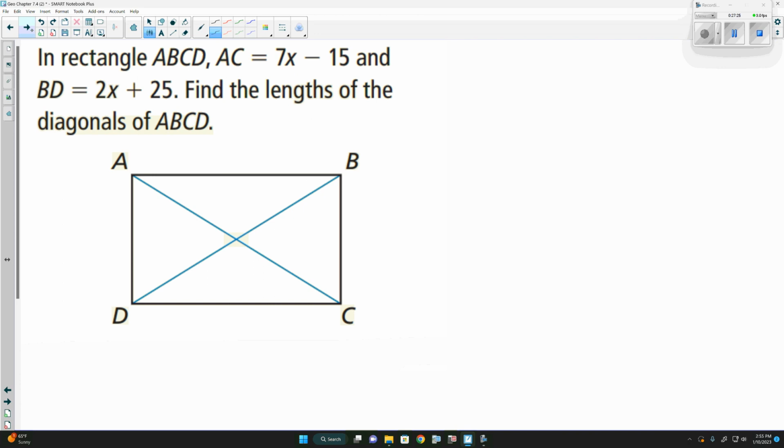So here in rectangle ABCD, AC is 7x minus 15, and BD is 2x plus 25. Find the length of the diagonals. So to find the length of the diagonals, we need to find the value of x. Well, we know that these two diagonals are congruent, so it means that they're equal, which tells us that 7x minus 15 is equal to 2x plus 25.